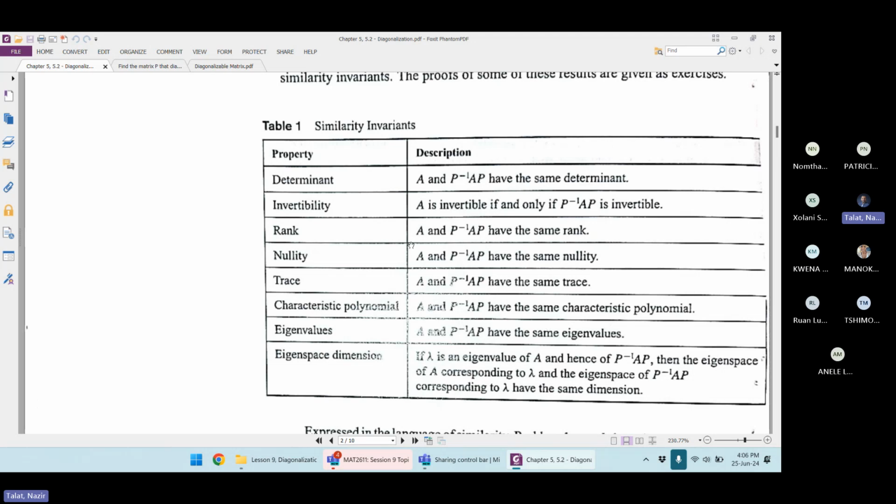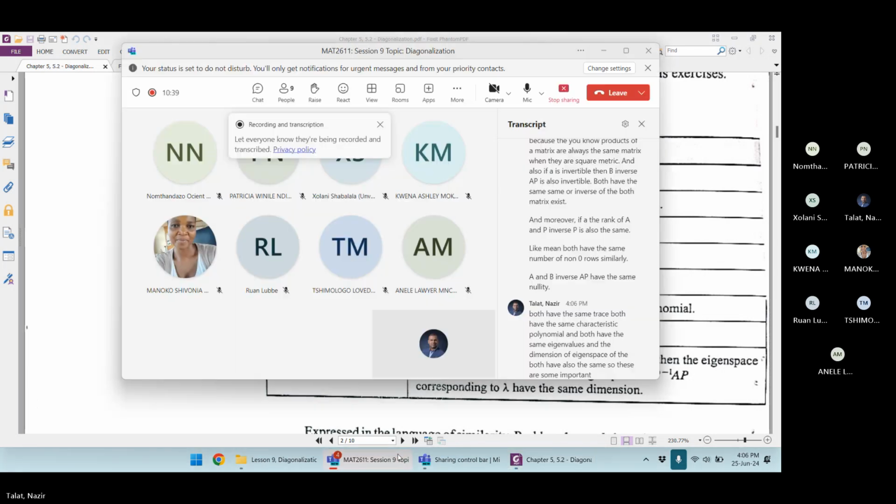And moreover, the rank of A and P inverse A P is also the same, meaning both have the same number of non-zero rows. Similarly, A and P inverse A P have the same nullity. Both have the same trace, both have the same characteristic polynomial, and both have the same eigenvalues. And the dimension of the eigenspace of both is also the same. So these are some important characteristics in this regard.